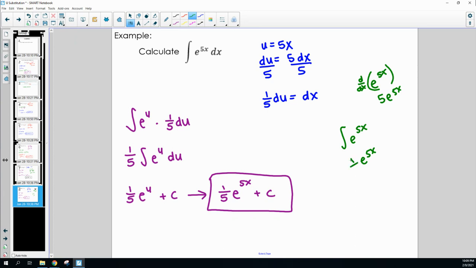So I have e to the 5x, but then the derivative is 5, so I'm going to do 1 divided by 5. I'm basically dividing what's in front by 5. That was the shortcut I talked about last class, but this is the mathematical reason why we were able to do that. It's because we are technically using u substitution.